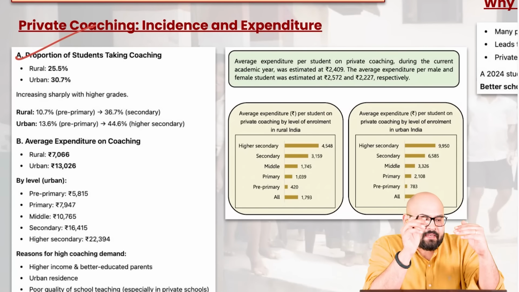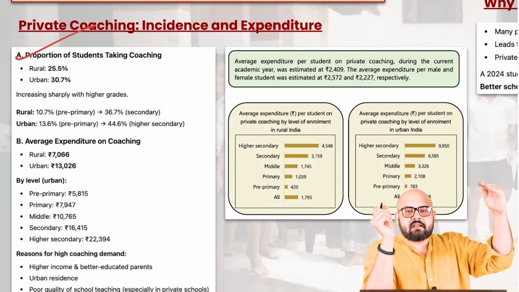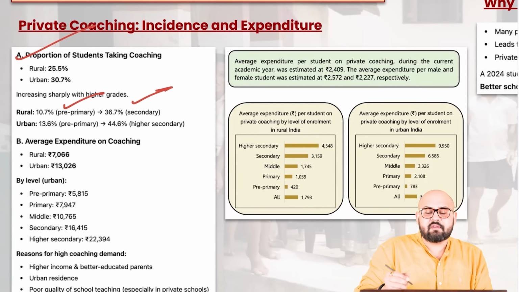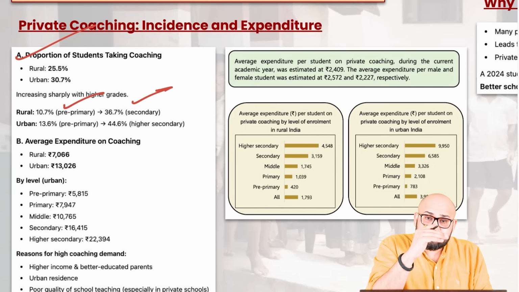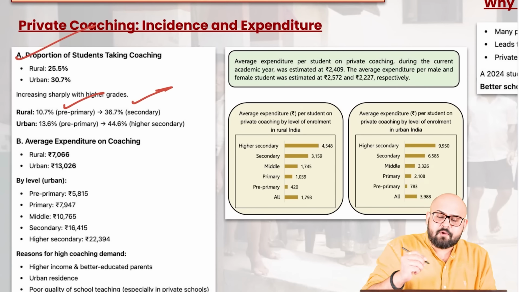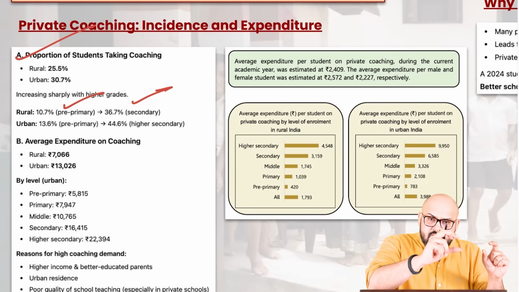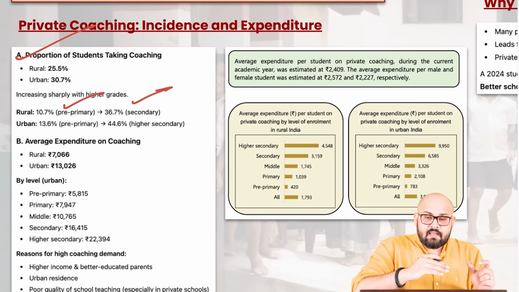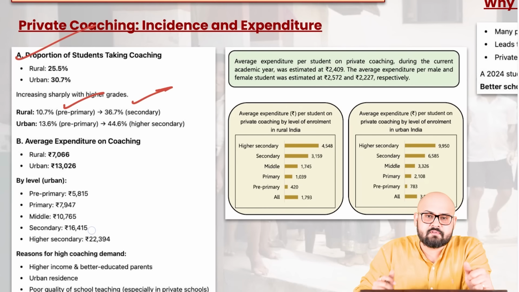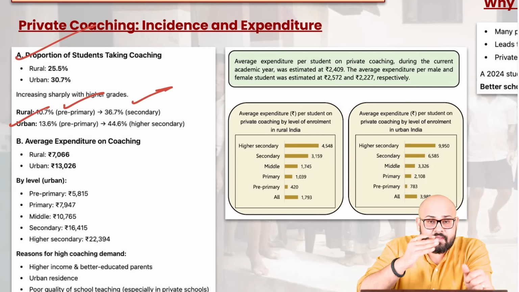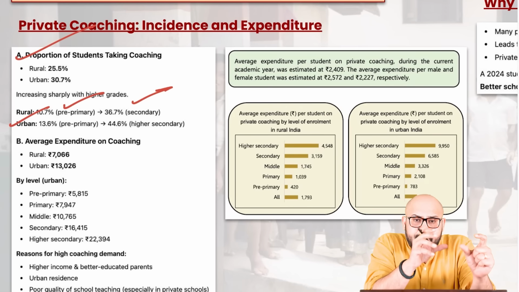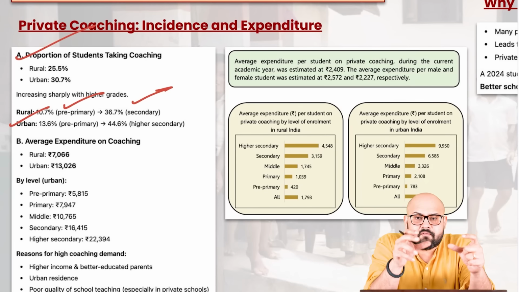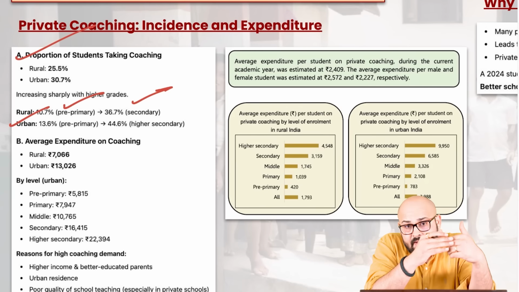Now, you'll have to understand that as we go from the lower grades to the higher grades, from pre-primary to secondary or senior secondary, the number of students going for private coaching is increasing, right? It is almost 10.7% in the rural areas for pre-primary students. They're also going for coaching. Then it increases to almost 36.7% with respect to secondary education. In the urban areas, it increases from 13.6% in pre-primary to almost 45% in higher secondary. Almost 45% of the children studying in higher secondary are going for private tuitions. So the number is significantly increasing.